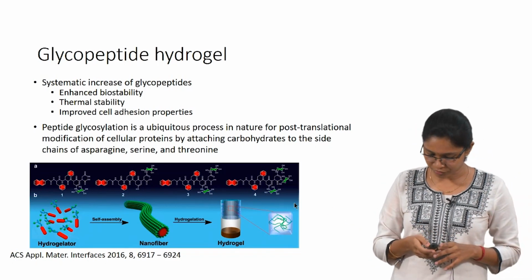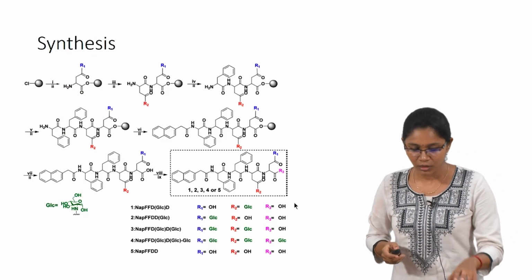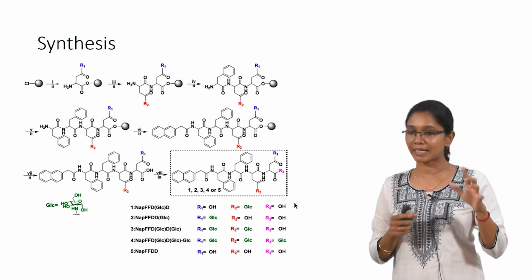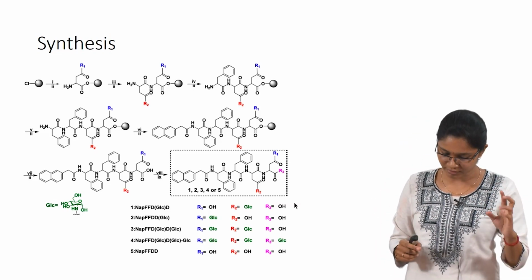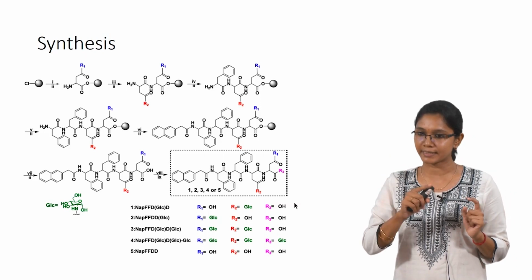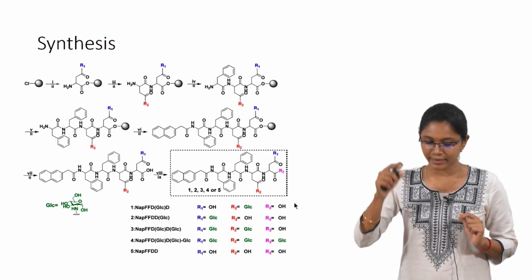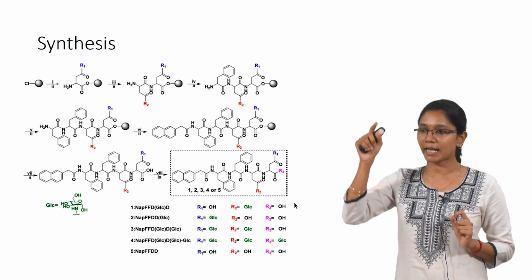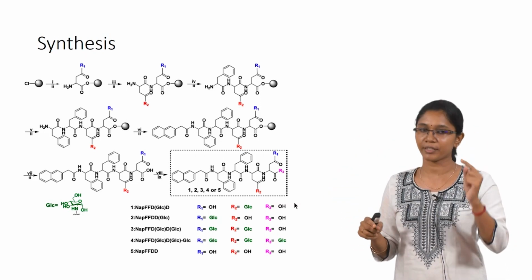So there are five different molecules that they have planned: 1, 2, 3, 4, 5. First, Nap is a naphthalene molecule towards your left, and then you have two phenylalanine rings that are conjugated, and then you have glucose, which in the aspartate region they have modified to be glucose.